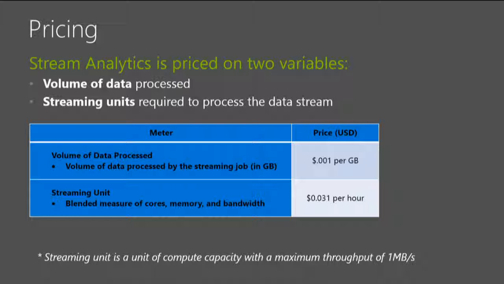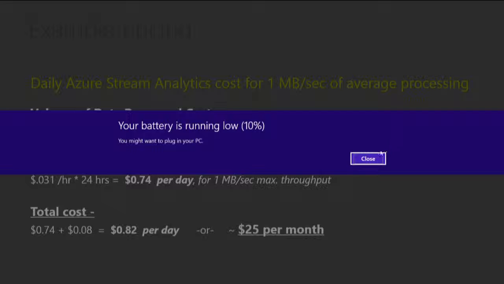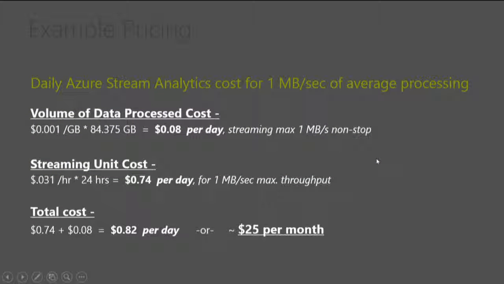So if I add these numbers together, I apologize, I should have done this in the very beginning. But if I add these numbers together, what you see is it comes up to around $25 per month if I'm running 1 megabyte per second processing continuously for a whole month. So 1 megabyte per second processing is 84 GB per day processing. So that is how cheap our solution is right now to get you into setting up your stream processing job.